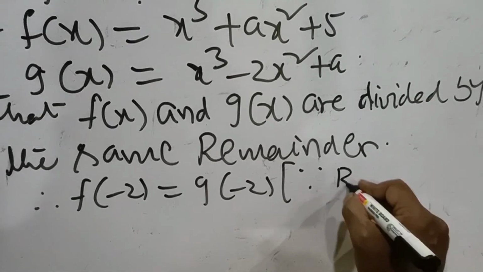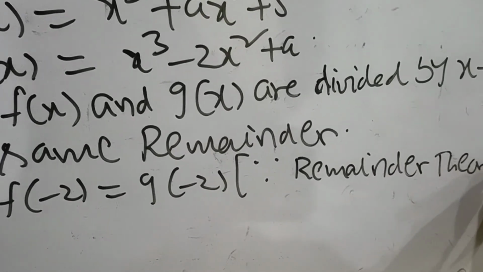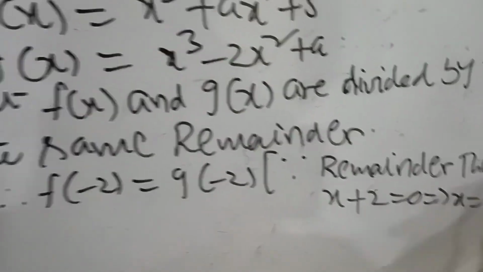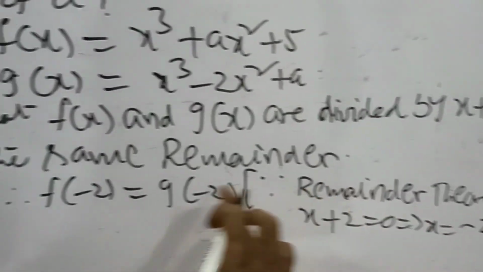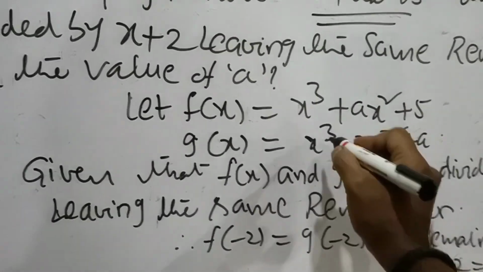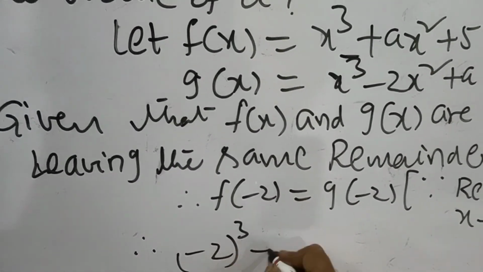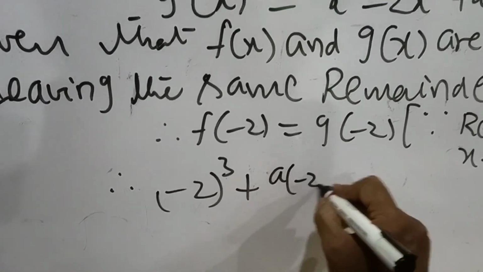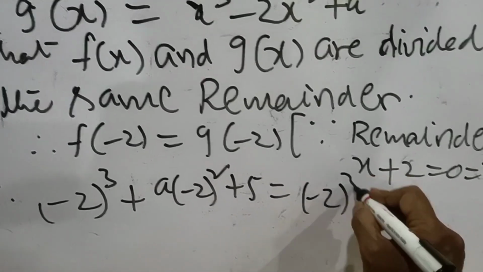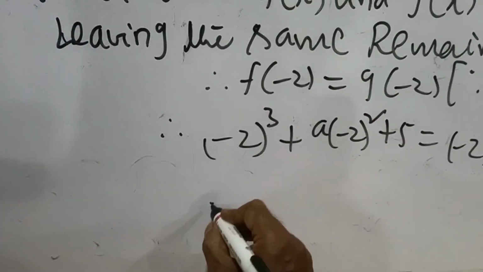When a polynomial is divided by x minus a, the remainder is f of a. When x plus 2 is equal to 0, x is equal to minus 2. Therefore, the remainders are f of minus 2 and g of minus 2 for the given polynomials. Since they leave the same remainder, f of minus 2 is equal to g of minus 2. Therefore, on replacing x with minus 2 wherever x is there, minus 2 whole cube plus a into minus 2 whole square plus 5 is equal to minus 2 whole cube minus 2 into minus 2 whole square plus a.